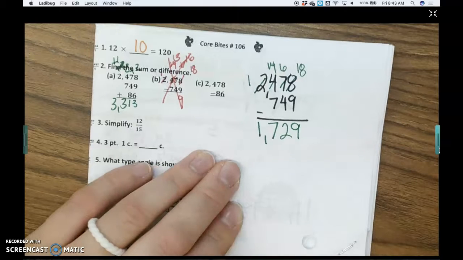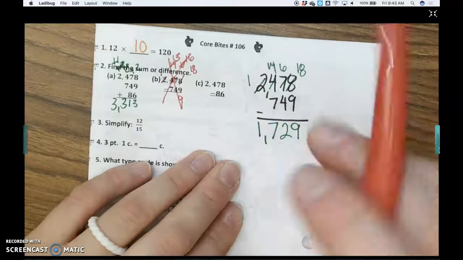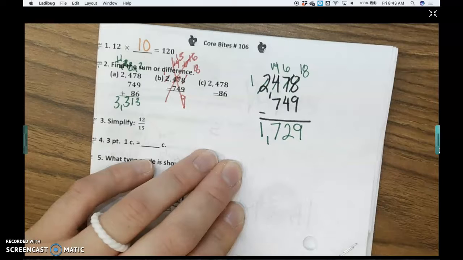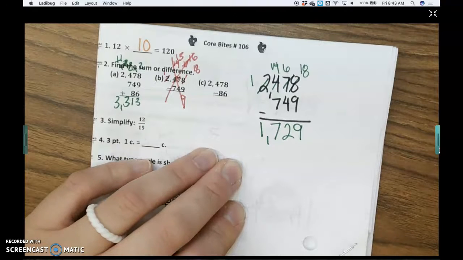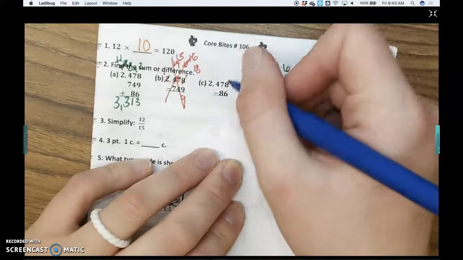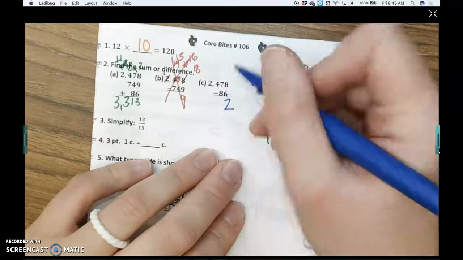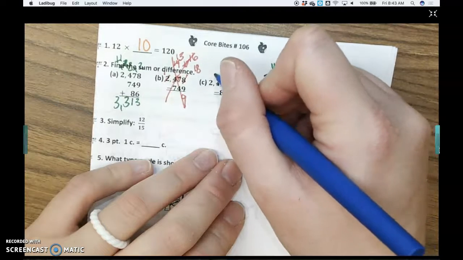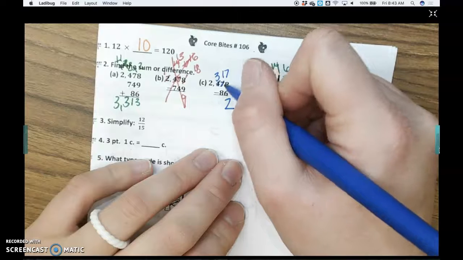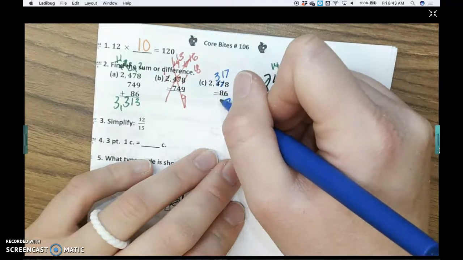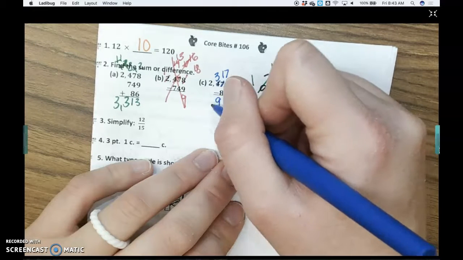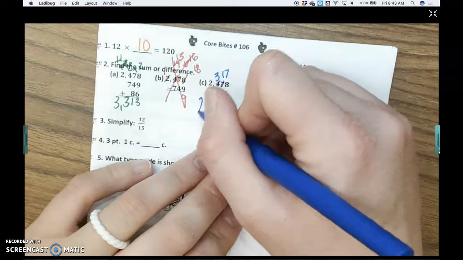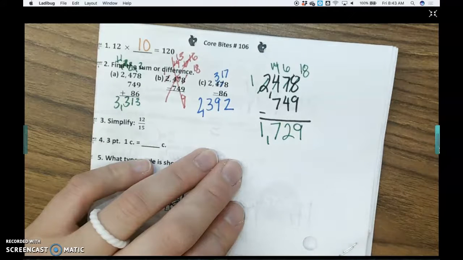Now let's see if we can do the one for C. Let me change colors. All right, so you can take 6 from 8. So that would be 2. You can't take 8 from 7, so we're going to have to regroup. So 17 minus 8 would give you 9. 3 minus nothing is 3. 2 minus nothing is 2. So 2,392. That's how you do that one.